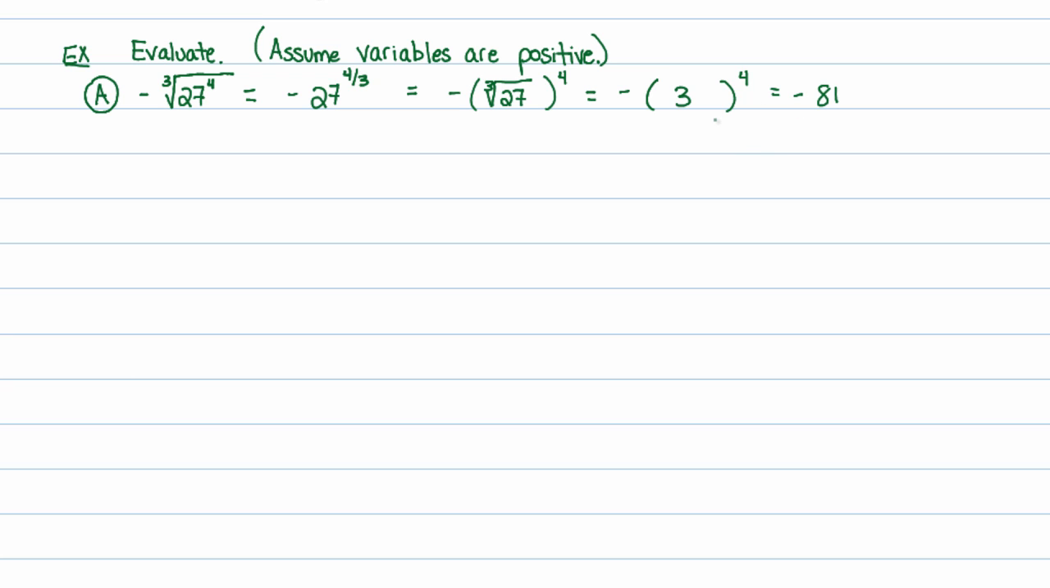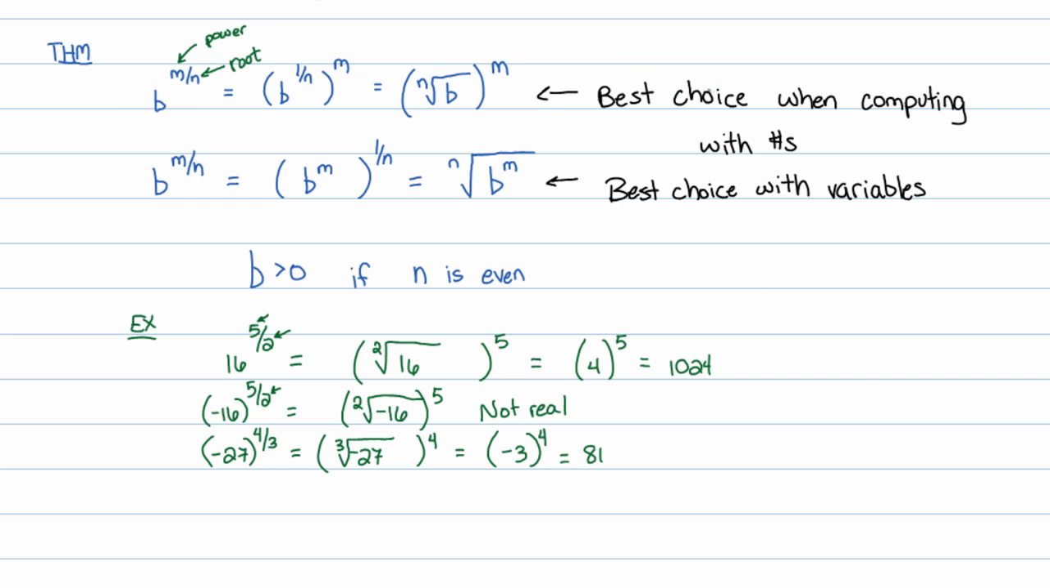Remember, see that the negative is hanging outside the entire time. So nothing affects that negative. It's just going to sit out there the entire time. There's no power on it or anything like that. It's just waiting for the final answer to be written right in front of it. So it's a negative 81. Notice how much easier it was to take the cube root first and then raise it to the power. And that goes along with what I said earlier, that when you're computing with numbers, it's better to put the power on the outside and take the radical or the root first.